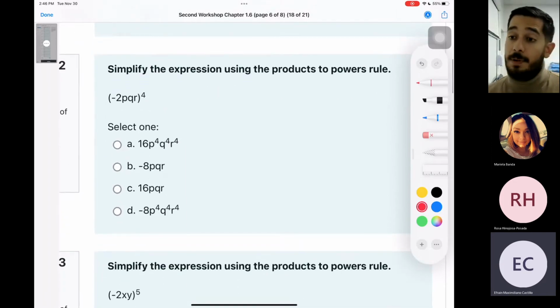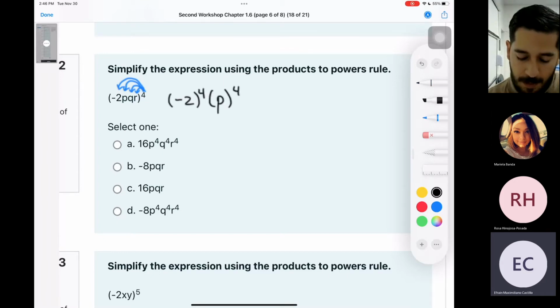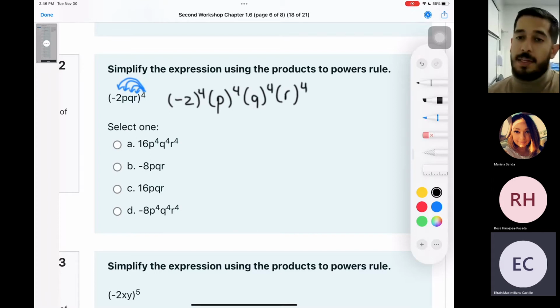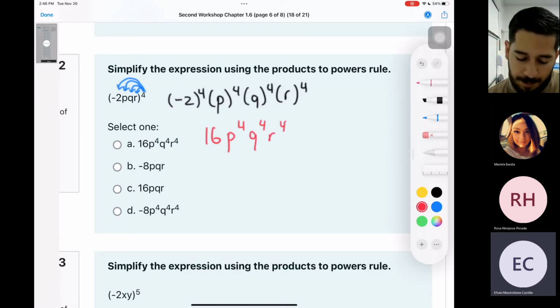Again, I have an exponent. I have several items inside the parentheses. It is going to be distributed to the -2, to the P, to the Q, and to the R, to every single thing that I have there. So first thing is -2 to the power of 4, P to the power of 4, Q to the power of 4, R to the power of 4. So everything gets that new exponent. And -2 to the power of 4, we already did, that's 16. P to the power of 4, Q to the power of 4, R to the power of 4. It looks like the first answer is the correct one.